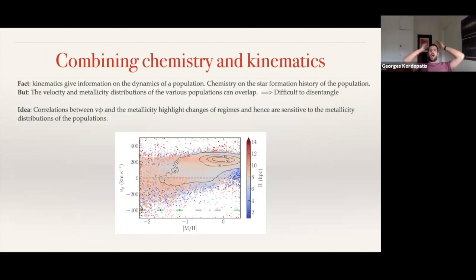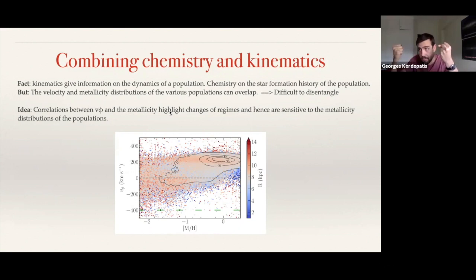Okay, so now we'll combine the chemistry with the kinematics in order to see if I can say something more about those retrograde stars. The kinematics, as I told you, give you information on the dynamics of the population, and the chemistry on the star formation history of the population, right? But because the different distribution functions, whether velocity or chemistry, can be overlapping, it is quite difficult to say anything if you take them independently.